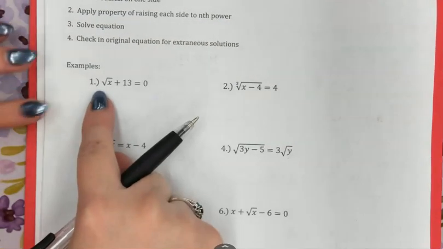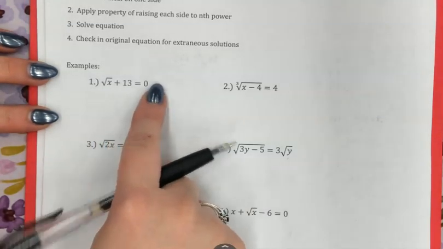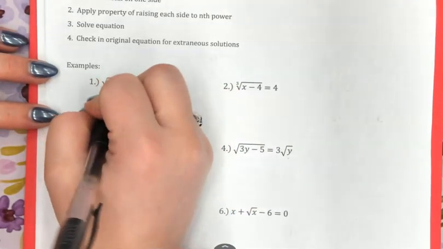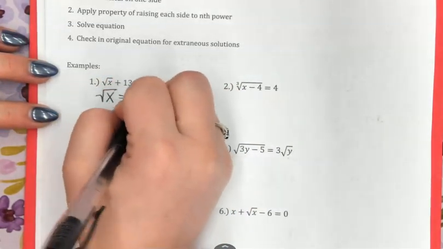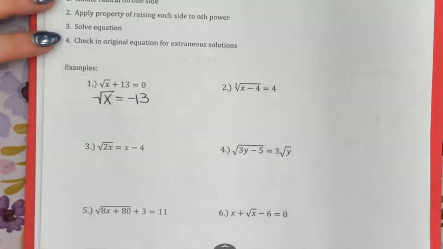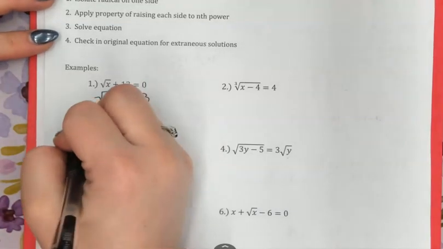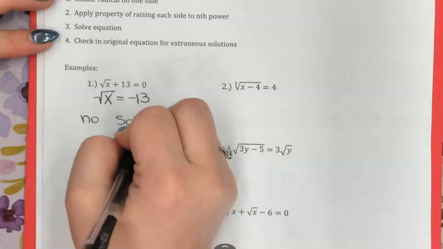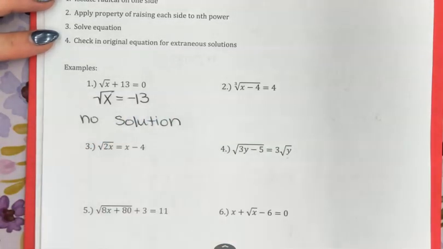Starting on 1, I need to get my radical by itself. So the first thing I would do is subtract 13. What I get when I do that is that the square root of x is equal to negative 13, which is not going to give me any real solutions because I don't get negative answers with square roots. So this one will already be no solution.